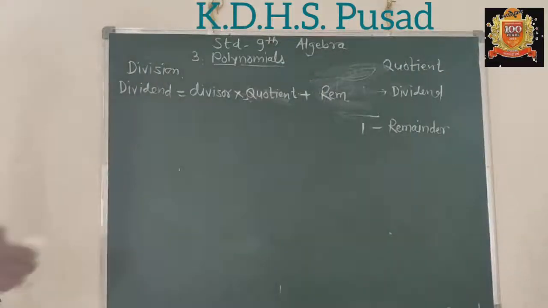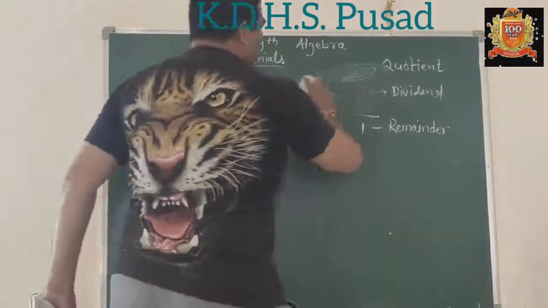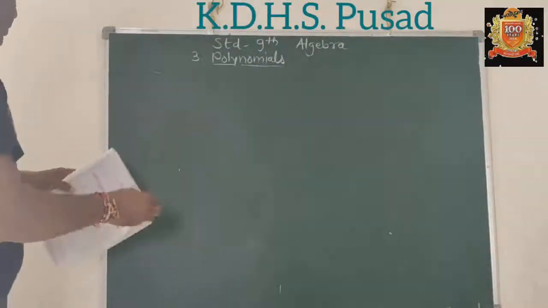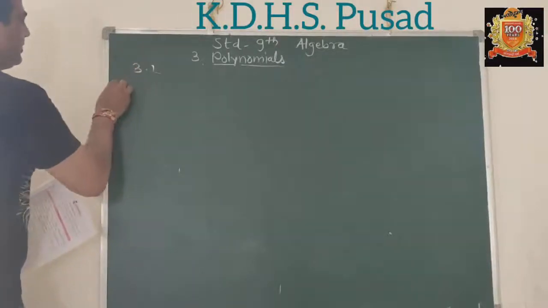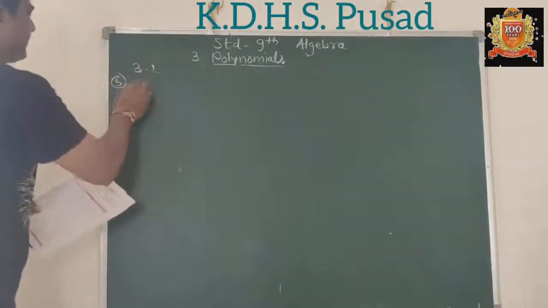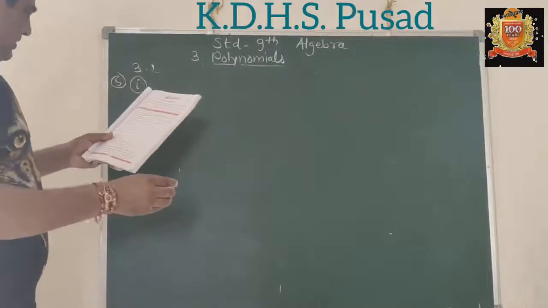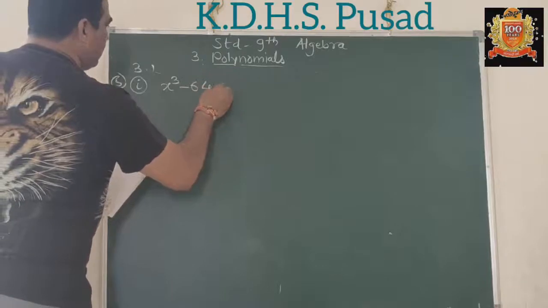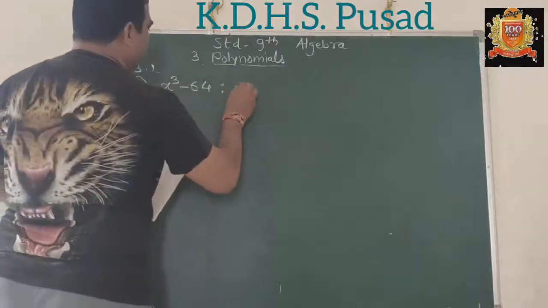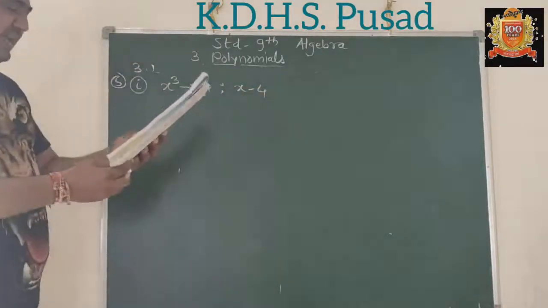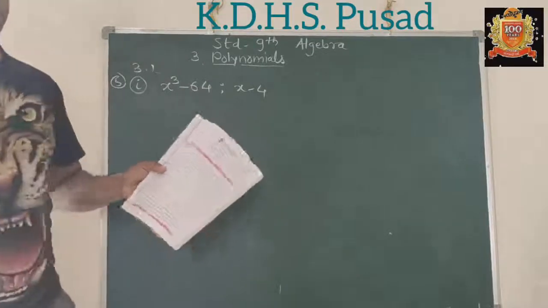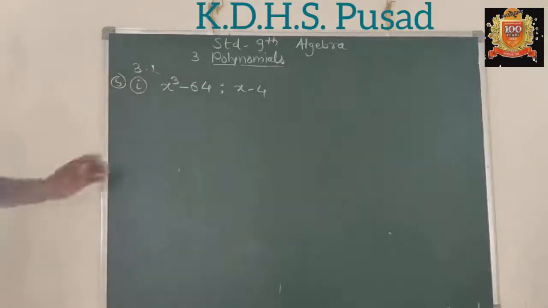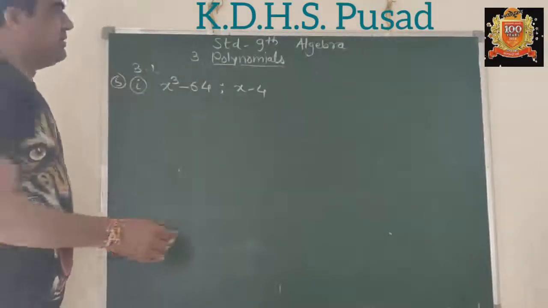Okay, now let's discuss division. From question 5 of 3.1, this is the first question. Divide x cube minus 64 by x minus 4. And the question is, write it in the formula dividend equal to divisor into quotient plus remainder.